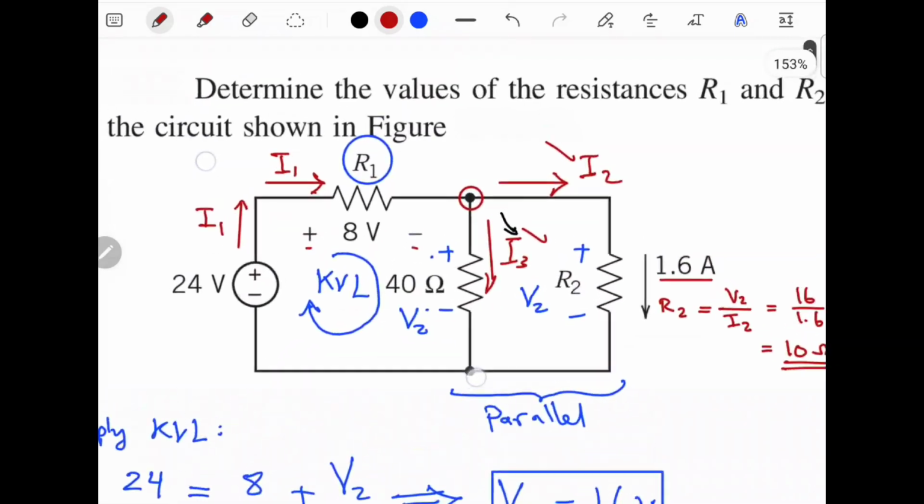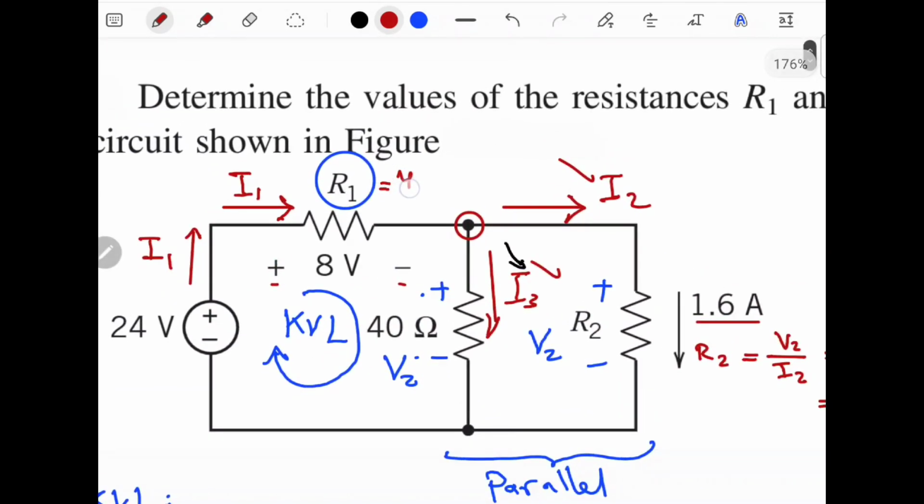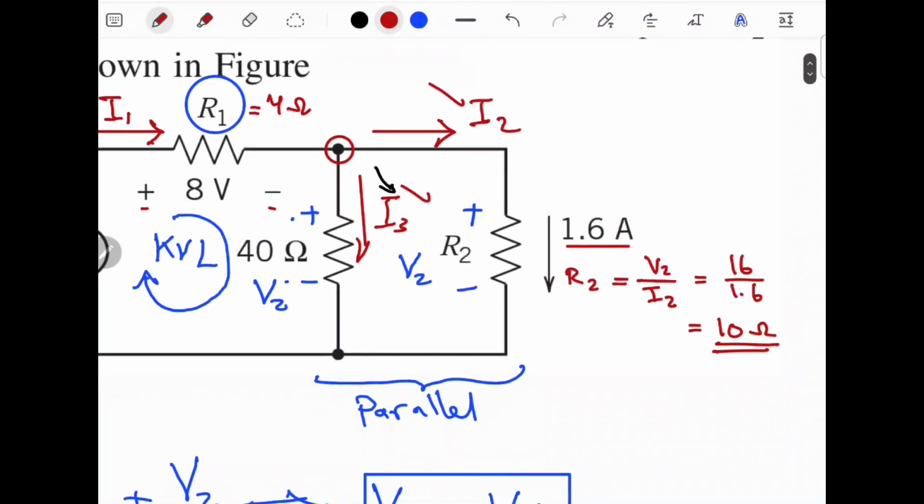So this is equal to 4 ohm, and R2 is 10 ohm.